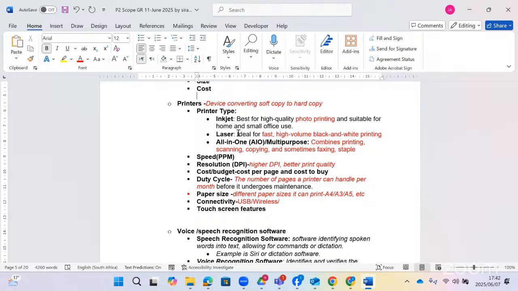Monthly duty cycle, which is the number of pages a printer can handle per month before it undergoes maintenance. You must know this definition. They like asking this type of questions as well. Then the paper size, different paper sizes. It can print like A4, A3, and A5. Connectivity as well, and then the touch screen features. There are some modern printers that have touch screen features whereby you can select, and also manage the printer queue, delete something in the queue, and others.